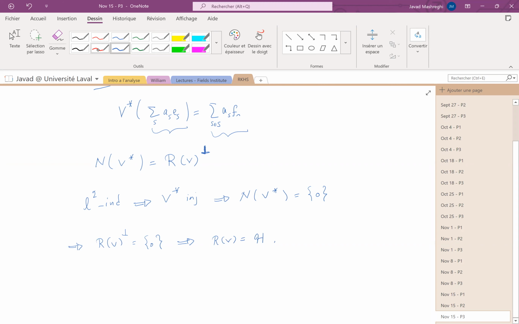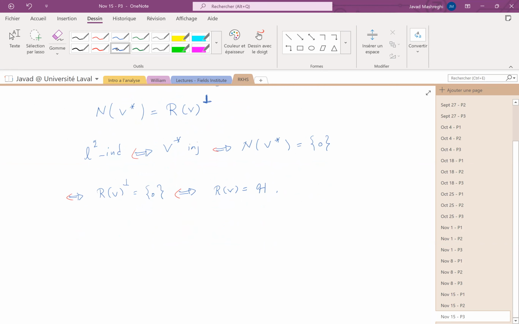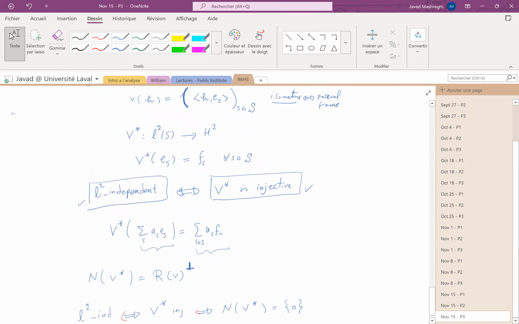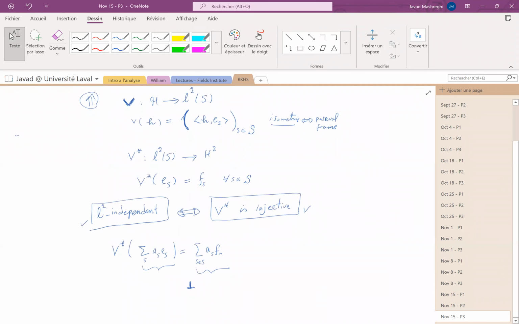And indeed, if you want, you can also go backward. But I need just this direction. The range of V is equal to H. So what do we have here? V from H into L of S.